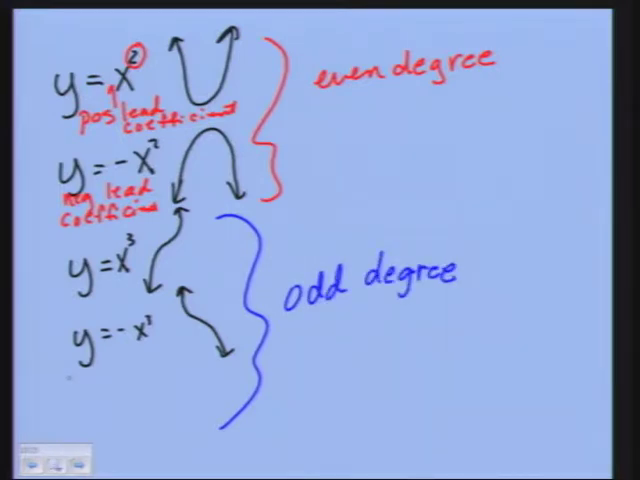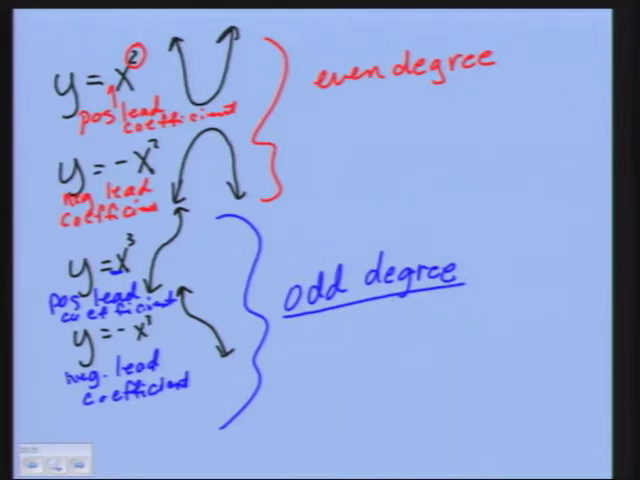And again, things change depending on whether the lead coefficient is positive or negative. Right here, we have a positive lead coefficient. And here, we have a negative lead coefficient. So when it's of odd degree, the ends do different things. When the lead coefficient is positive, it rises to the right, falls to the left. When the lead coefficient is negative, it rises to the left and falls to the right.